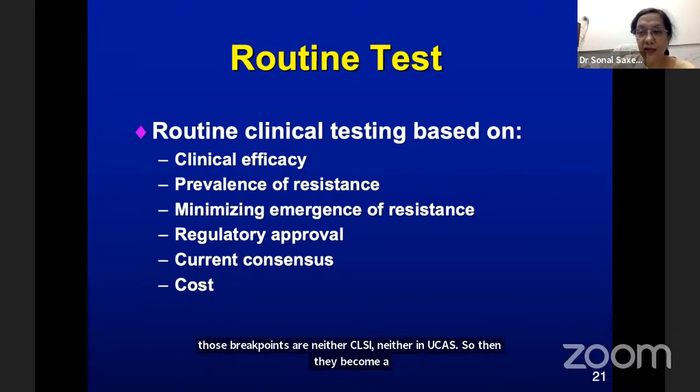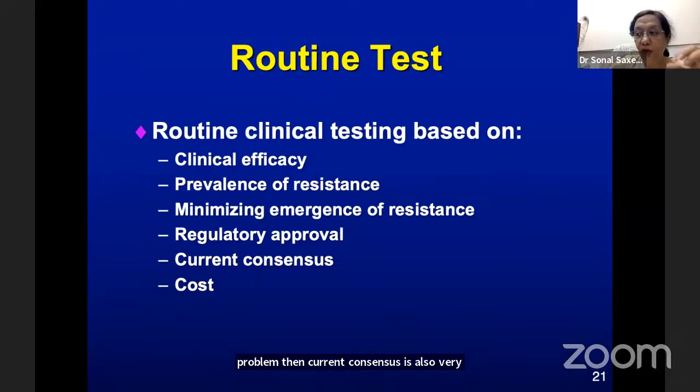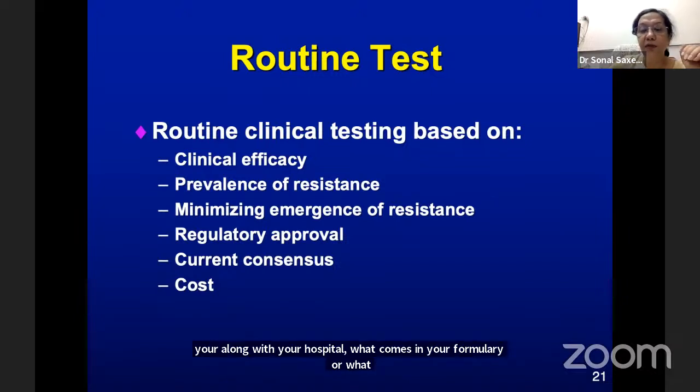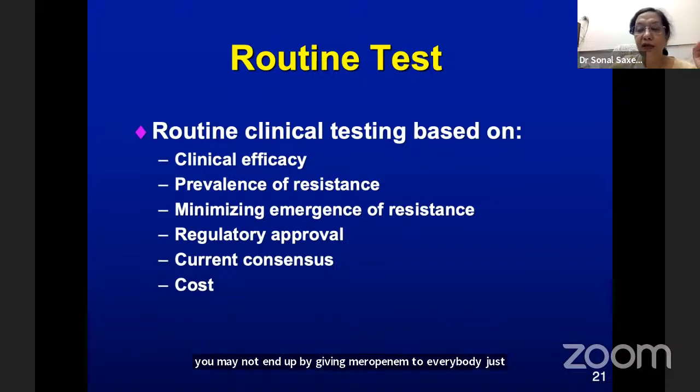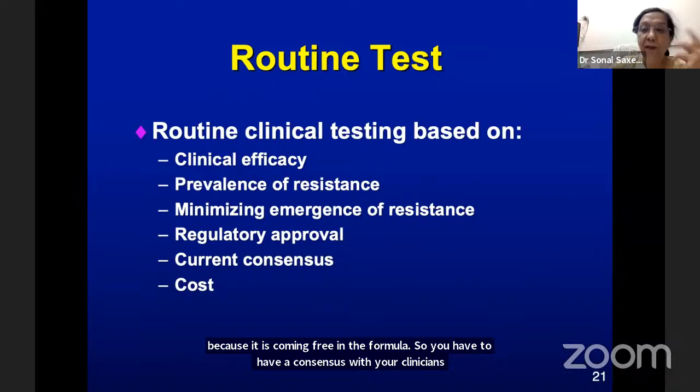Then current consensus is also very important. Maybe along with your hospital, what comes in your formulary, or you may end up giving meropenem to everybody just because it is coming free in the formulary. So you have to have a consensus with your clinicians before deciding on your routine clinical panel.